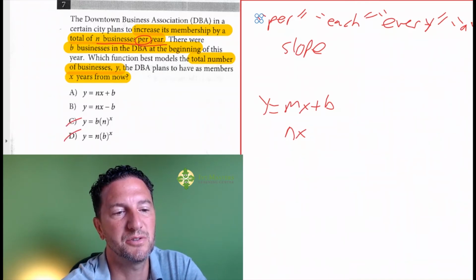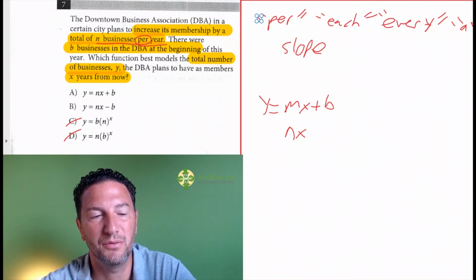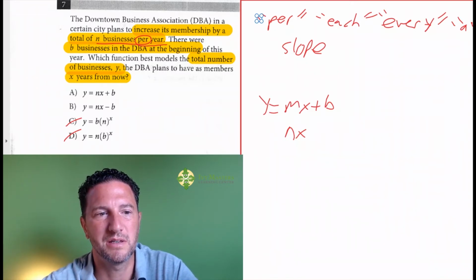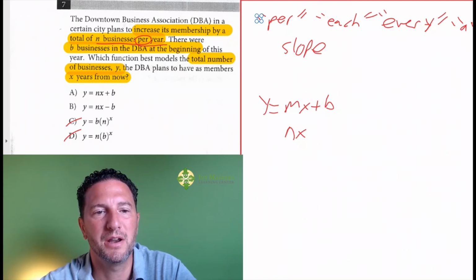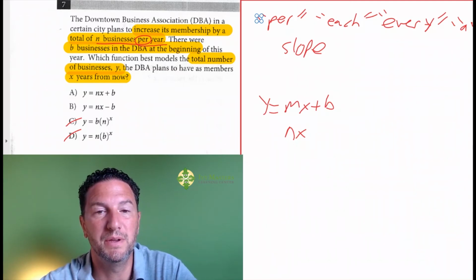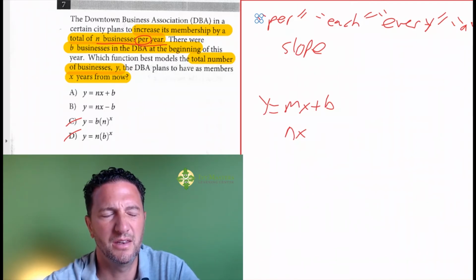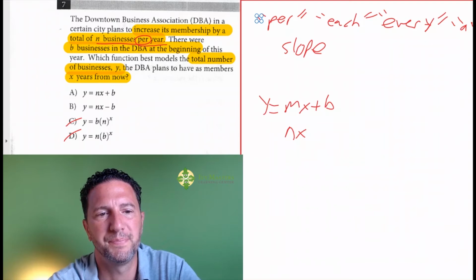It looks like these are exponential functions, C and D. It looks like these are linear functions. Why? Because it's a number each year. If it was a percent per year, then it would be exponential. But if it's a percent of the original, it would be linear. And that's kind of beside the point for this problem.